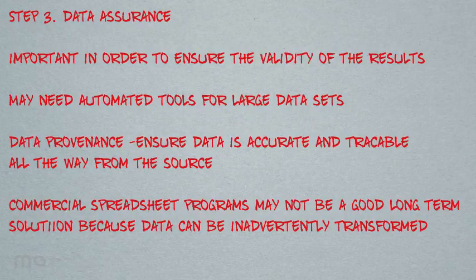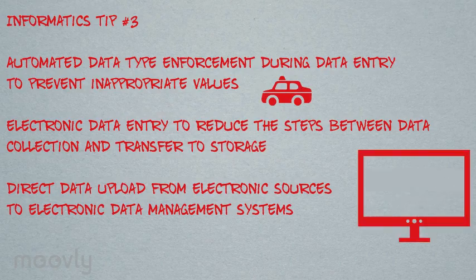Performing data quality checks on small datasets may be done manually, but large datasets may require automated procedures. Data provenance is important to ensure that we can reliably check how data is transformed from source to final analysis. Storage in commercial spreadsheet applications may not be ideal given the propensity of these programs to alter its contents during data manipulation. Informatics approaches that are pertinent in this step include automated data type enforcement, which can be implemented in electronic data capture instruments, and direct data transfer methods from source to storage.